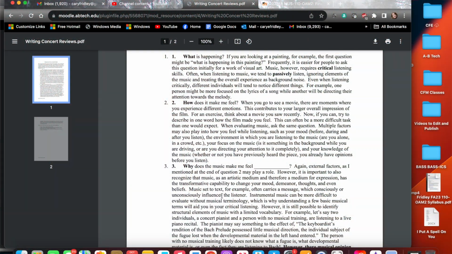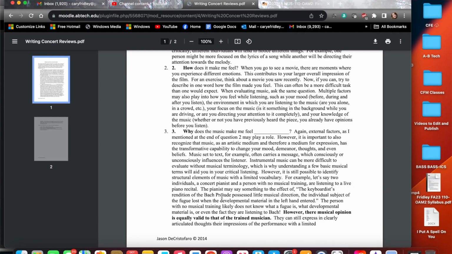Number 2, how does it make me feel? When you go to a movie, there are moments where you experience different emotions. This contributes to your larger overall impression of the film. For an exercise, think about a movie you saw recently. Now, try to describe in one word how the film made you feel. This can often be a more difficult task than one would expect.